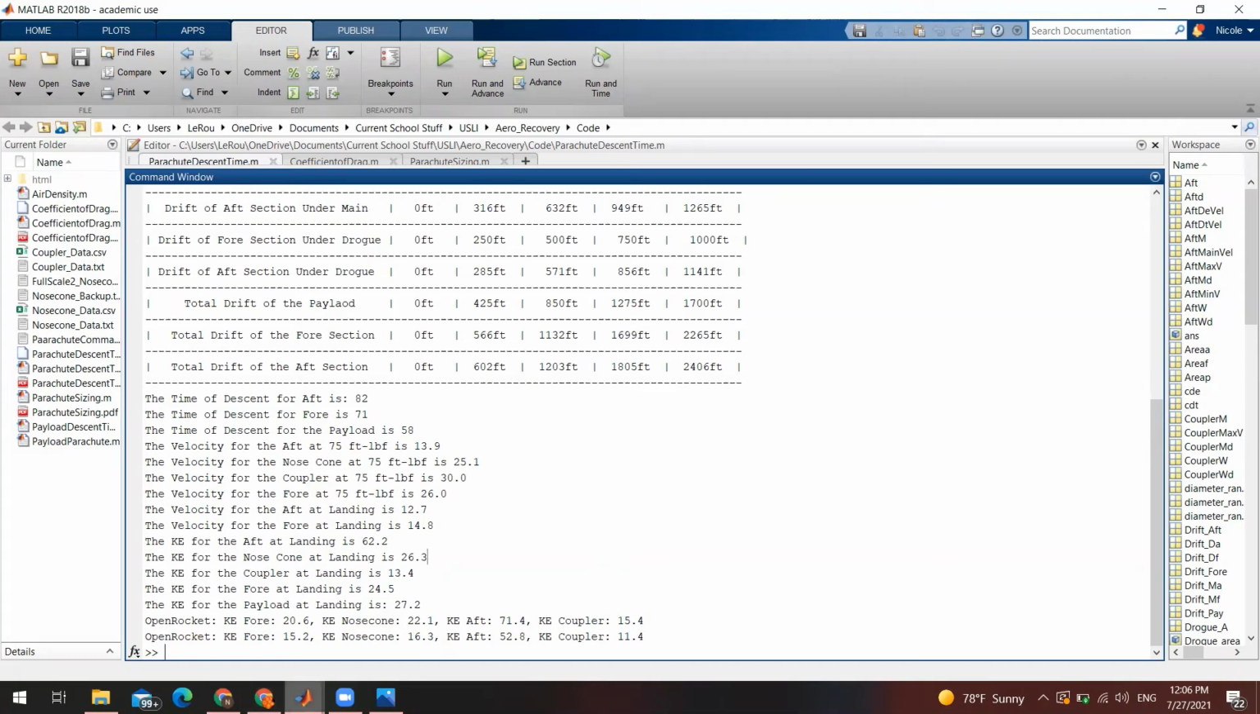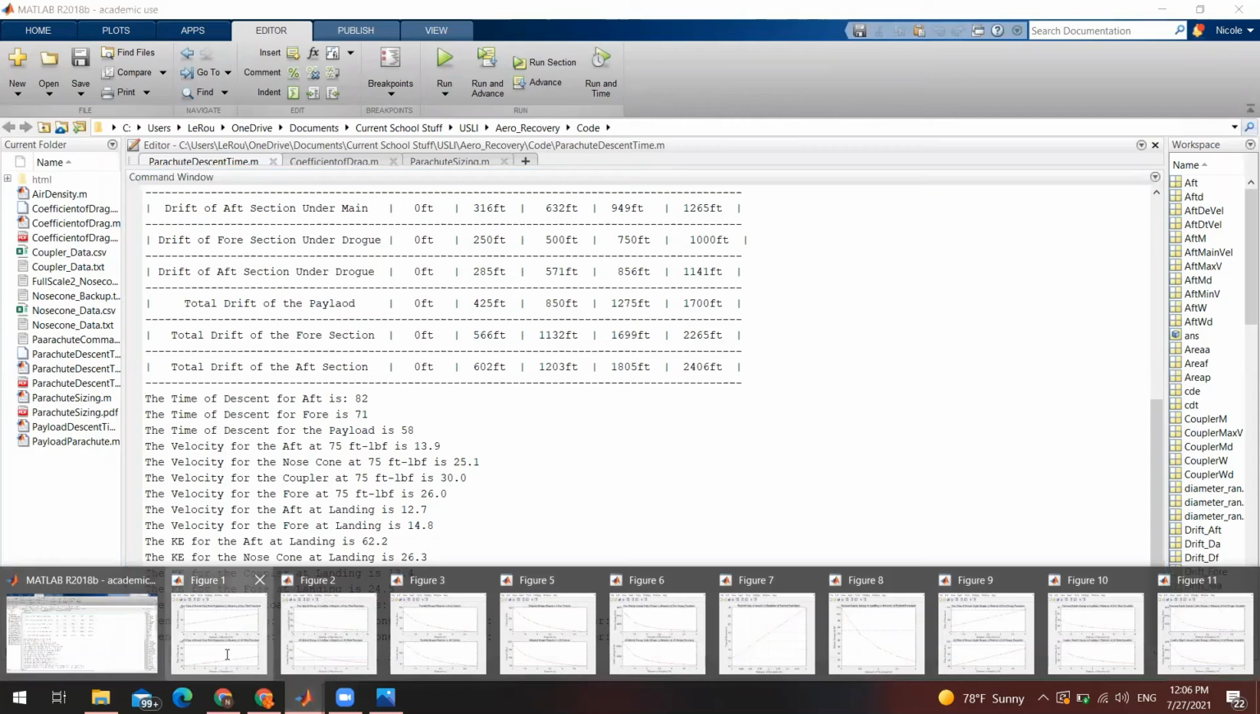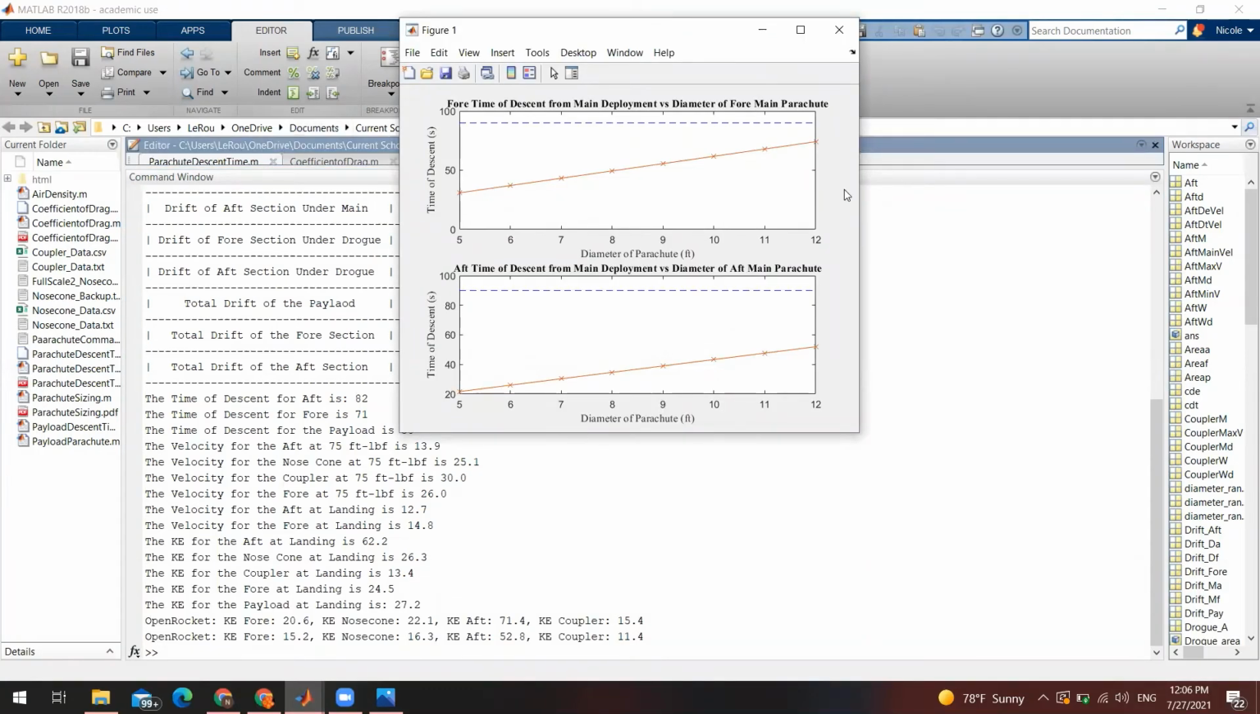So, and then I will show you guys all of the plots. So here is the time of descent from main deployment versus diameter of the chutes. This line up here is the requirement, the 90 seconds, but this descent time is not super helpful, right? Because it's the diameter of the drogue parachute, or of the main parachute, but it's only descent time from main deployment. So this would be about half of the time, if not less than half.